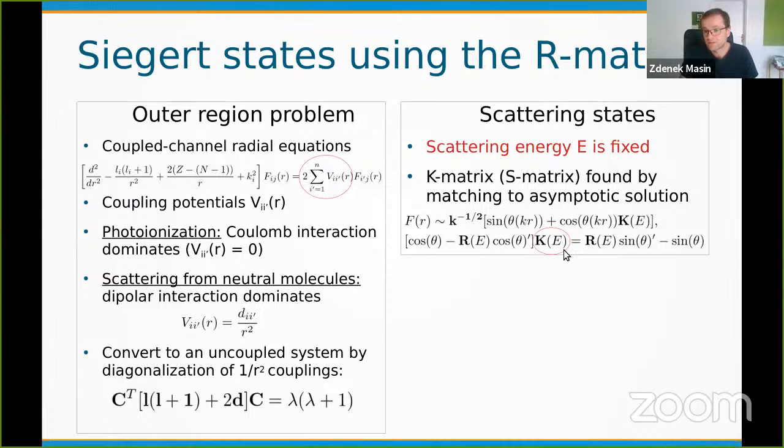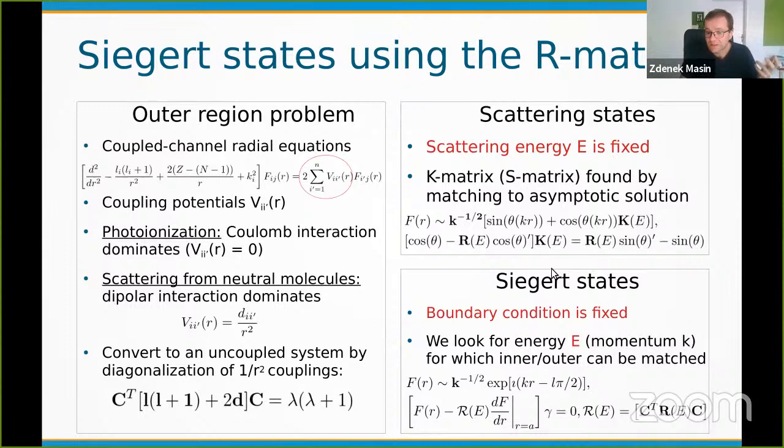Now, when we look for Siegert states, the task is reversed. We know what the boundary conditions are. These are defined by the outgoing wave boundary conditions. So there's no variability here, but we look for a complex energy or complex momentum such that the solution exists, which means that the matching condition of the R matrix has a solution. So it leads to the problem of finding a solution to this matrix equation.